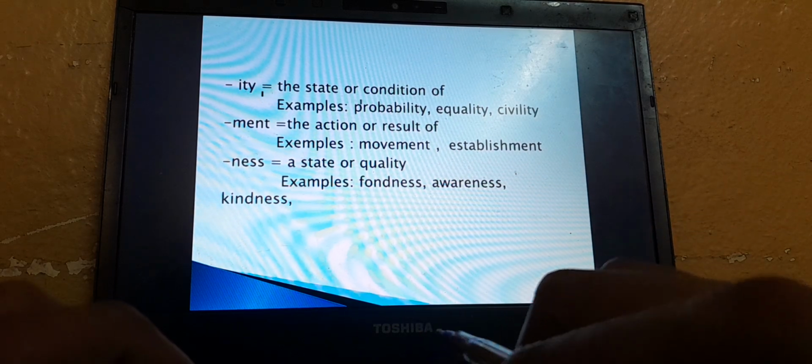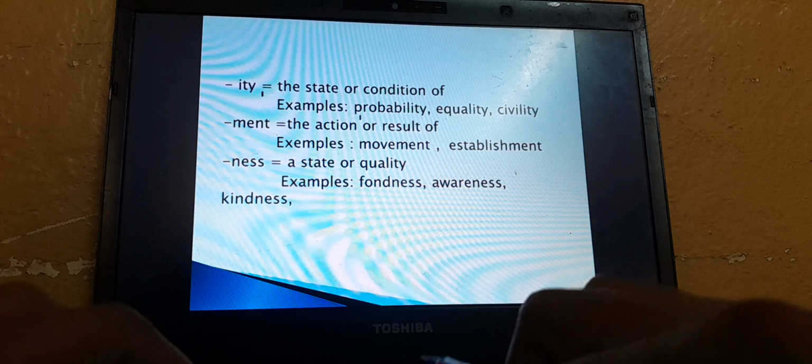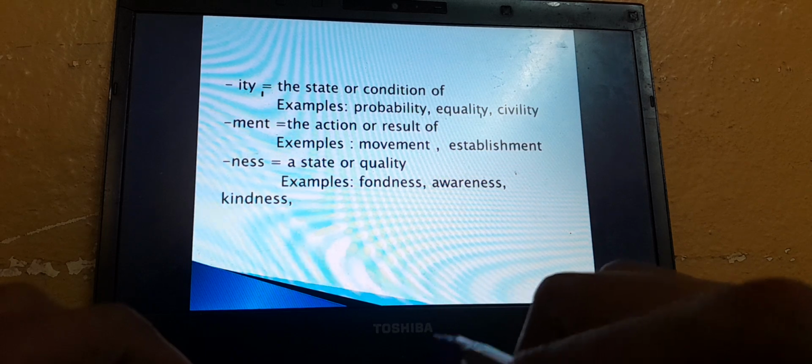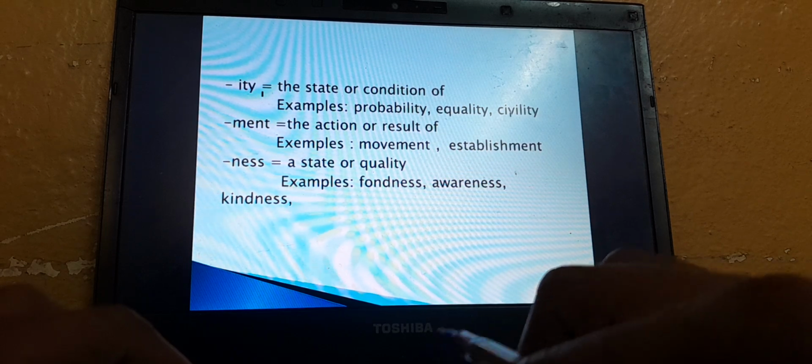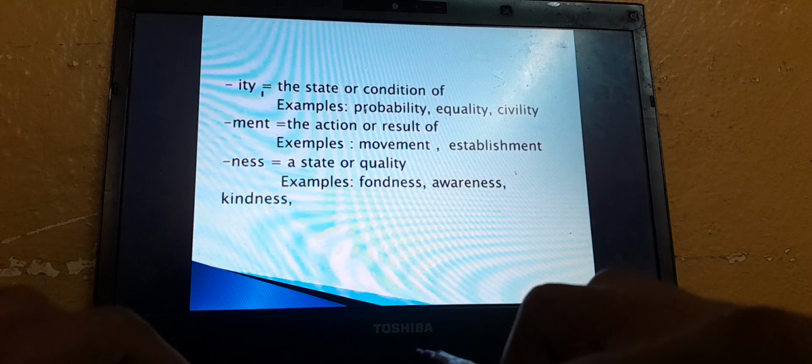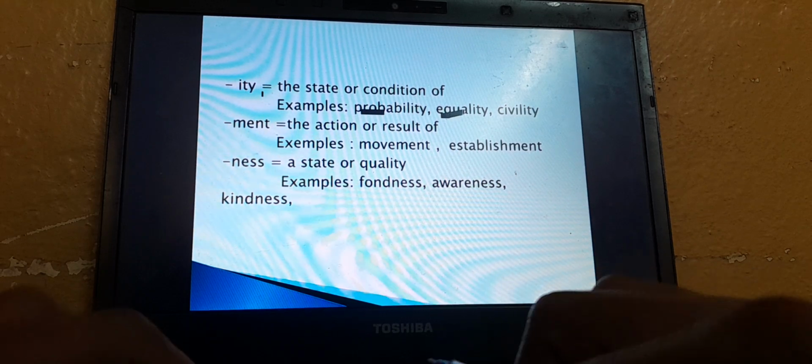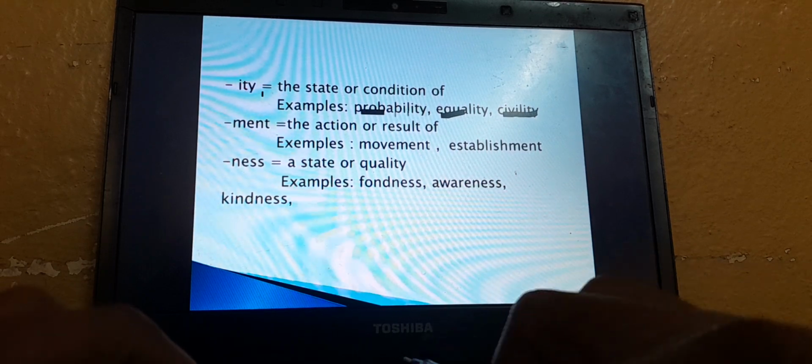It: the state or condition of. Example: probability, equality, and civility. So these are some of the nouns that have been formed by using this suffix.